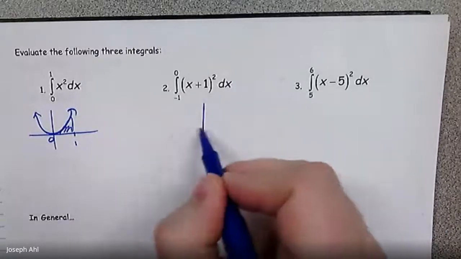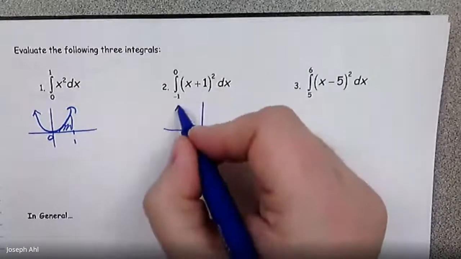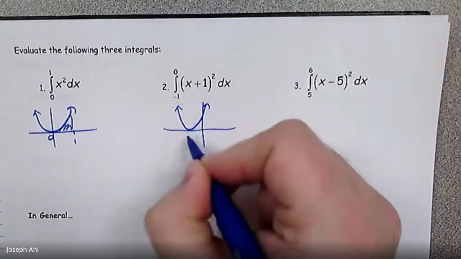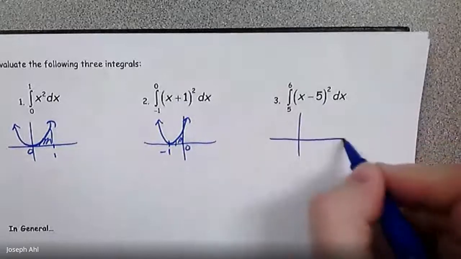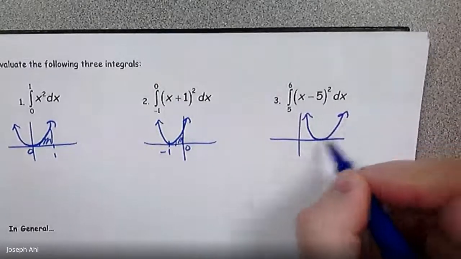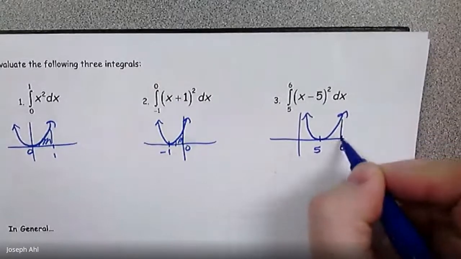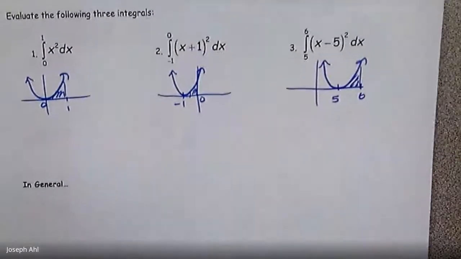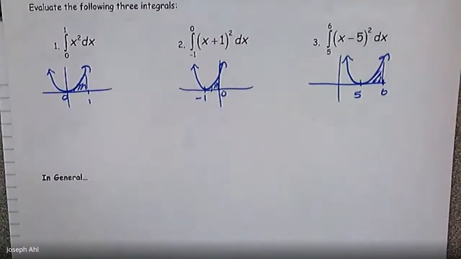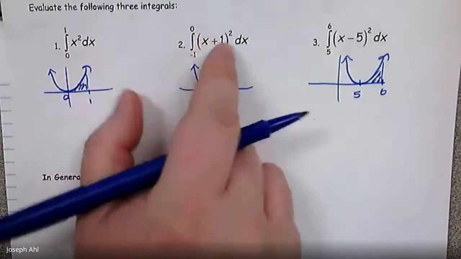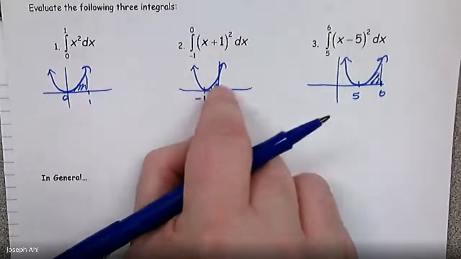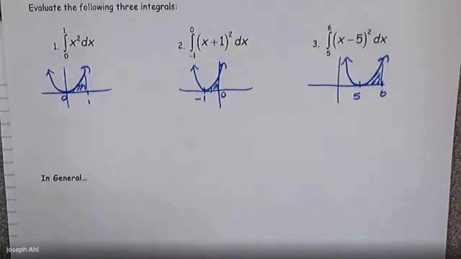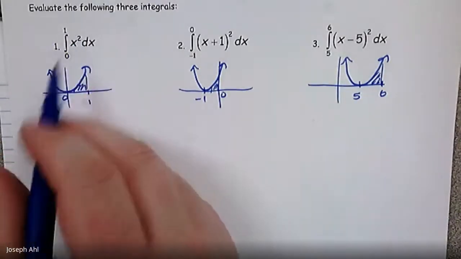If you sketch the area from -1 to 0 for x plus 1 squared, well, we know that that's shifted to the left 1 unit. So now it's this area right here. And finally, for x minus 5 squared, from 5 to 6, that's this area right here. And my sketches may not do this justice, but because these are all transformed versions of the function x squared, and the bounds are adjusted accordingly to find that same exact area underneath the curve, these should all come out to be the same.